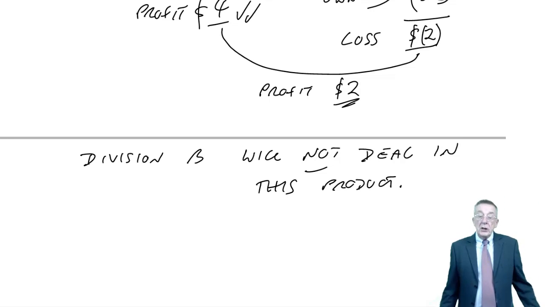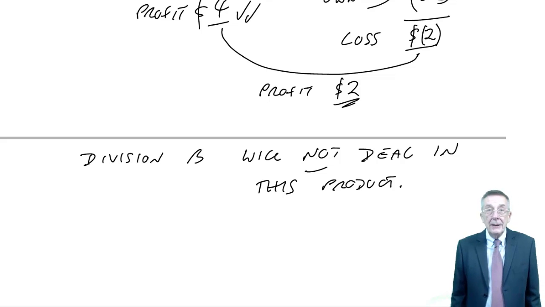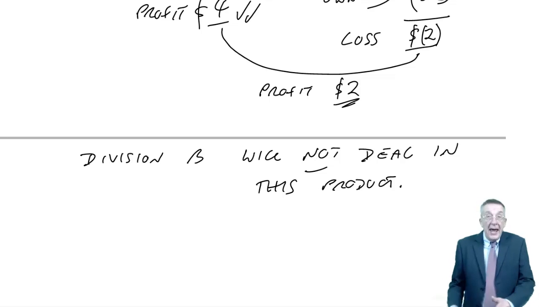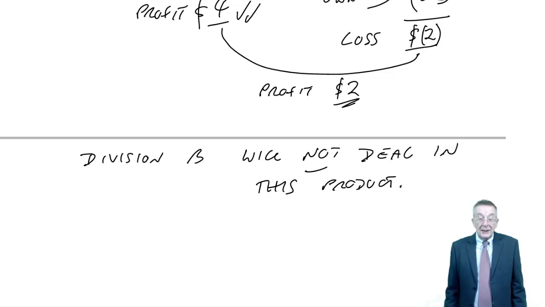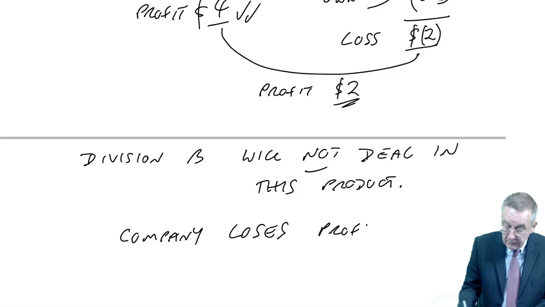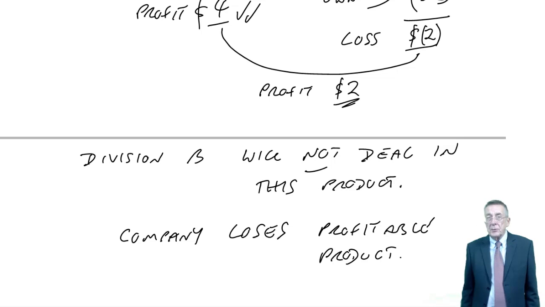And so, of course, if Division B refuses to buy and sell it, Division A won't produce it if B's not buying it. And so the end result is the company loses a profitable product. And that is the potential problem if we're not careful about the transfer price.